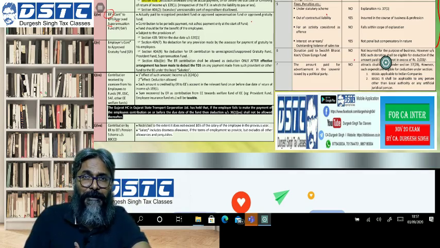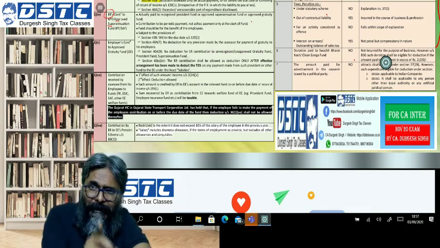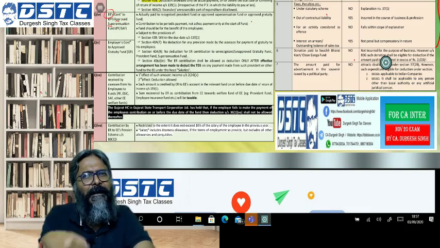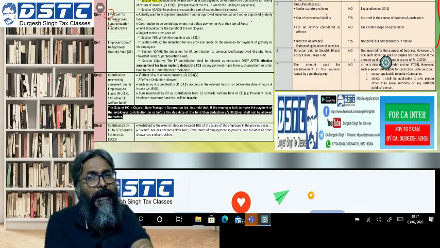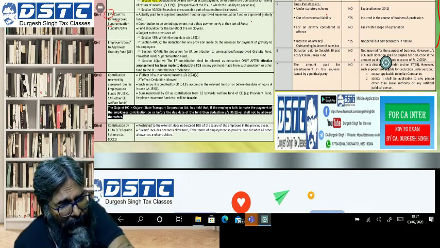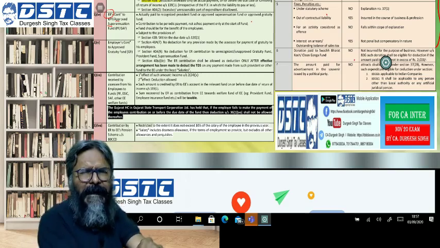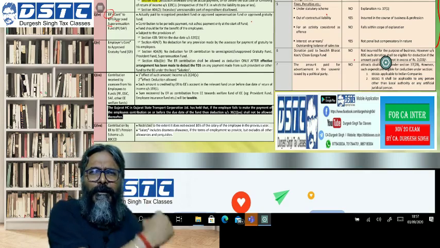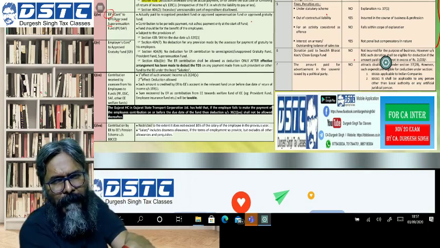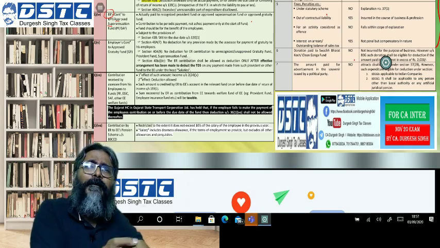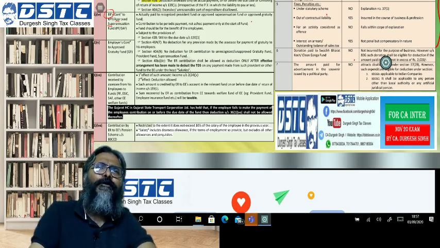Employer contribution. The same example I gave you for bonus and commission: for previous year 1920, the due date to file the ROI will be 30th November 2020. If the employer makes their own contribution before the due date of filing of the ROI, then I will be allowed the deduction in the same previous year, 1920, in computing my PGBP.